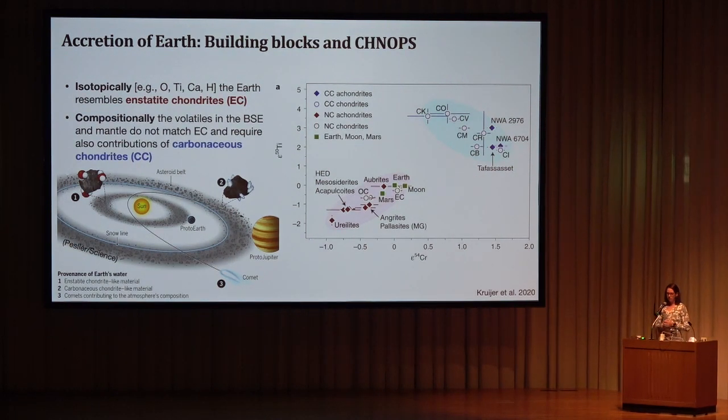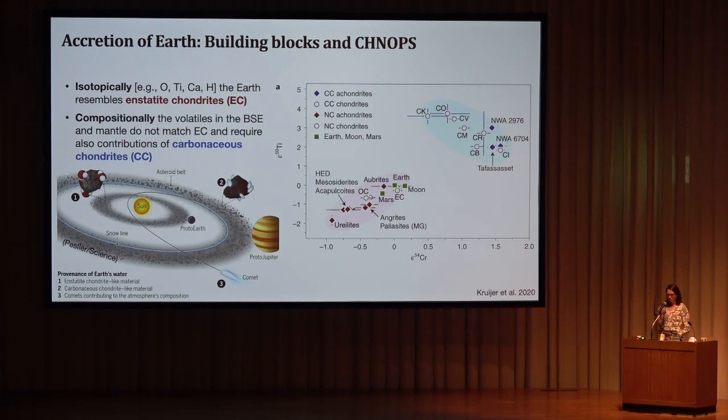But here I just wanted to highlight the importance of inner versus outer material delivery to get Schnapps to the Earth. And we heard about this in several other talks, so I won't go into too much detail. It's a little bit hard to see, but Earth is considered to be largely built from material that's isotopically similar to the enstatite chondrite meteorites, which are typically linked to asteroids in the innermost edge of the asteroid belt, and they're usually considered to be dry, although I'll come back to that.